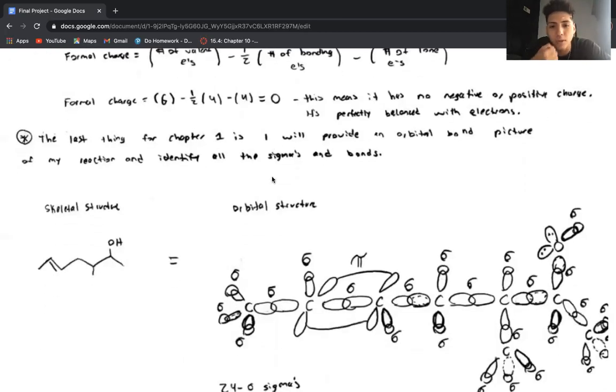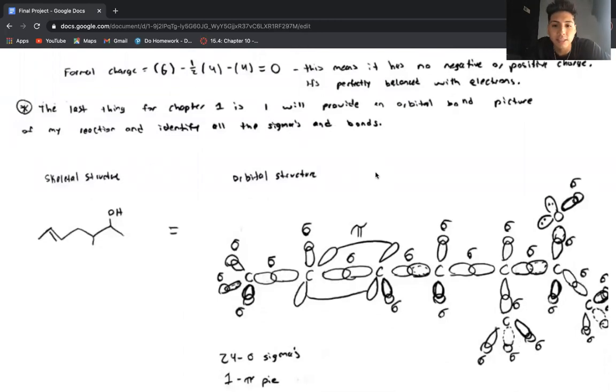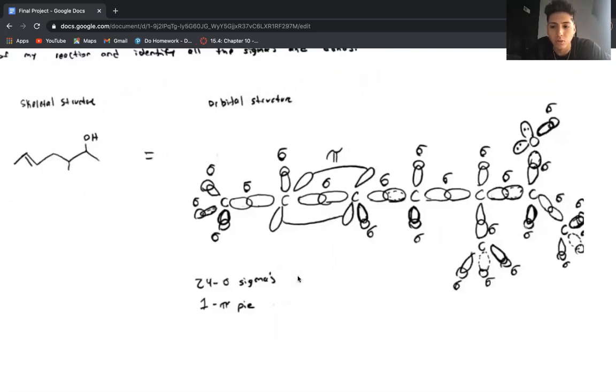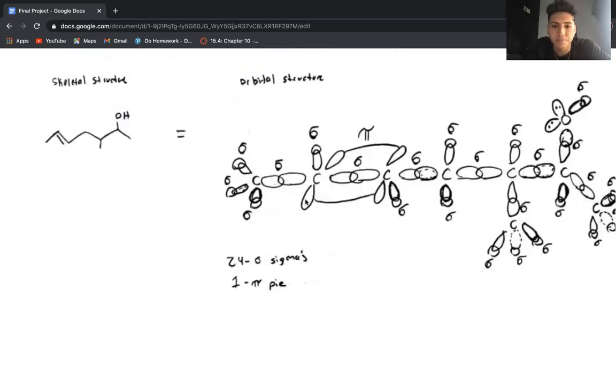The last thing for chapter 1 is I will provide an orbital bond picture of my reaction and identify all the sigma and pi bonds. So this is my normal skeletal structure, and this is my orbital structure in total. So in total, we have 24 sigma bonds, and we have one pi bond for this.